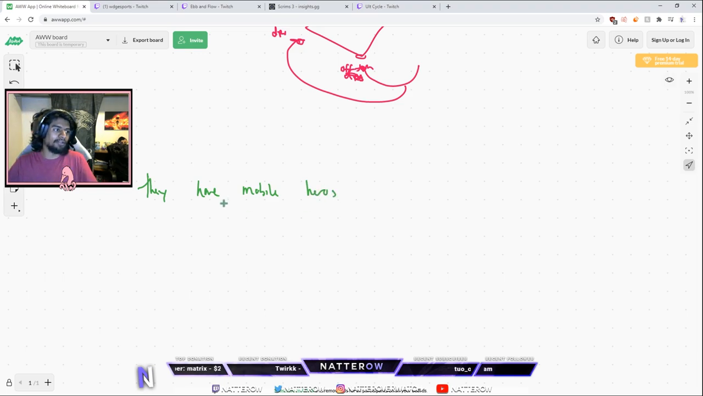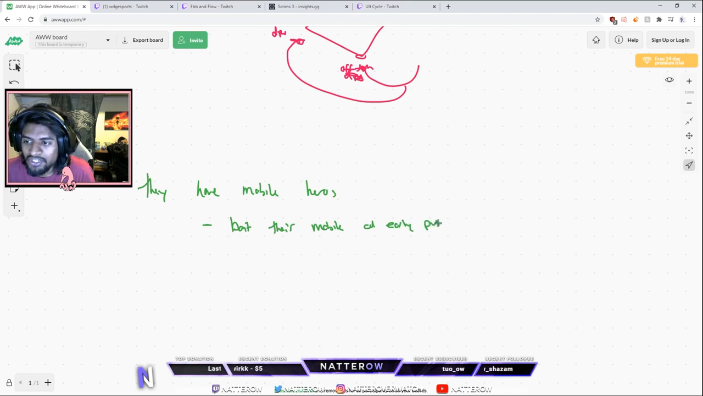So if they have mobile heroes, and looking at my Spark nukes here, you basically want to look to trying to explain it at a very high level. You want to look to try and bait. You want to either look to bait their mobile CD early, so then you can punish them.